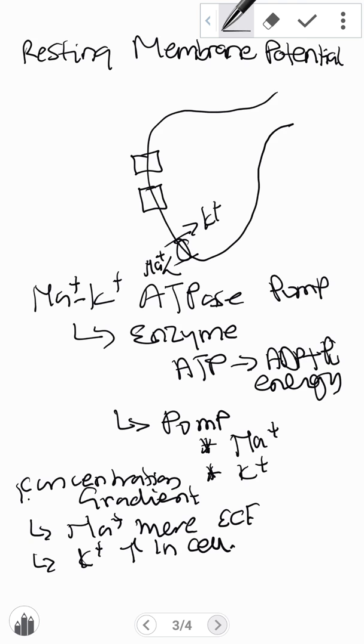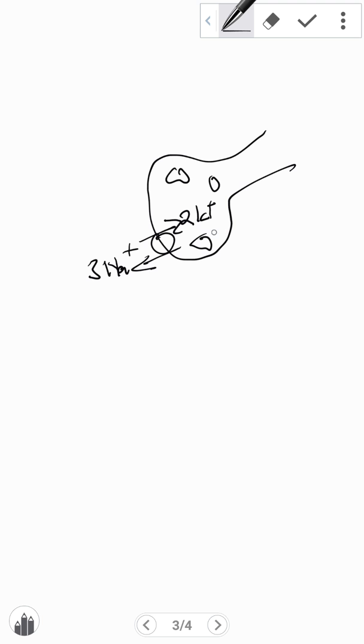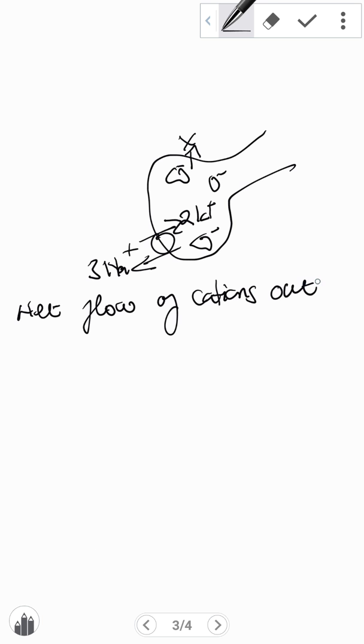Now, the other thing that you must note is that this pump pumps in two potassium ions and pumps out three sodium ions. And we know that inside the cell we have proteins that are negatively charged, and they have no passage across the cell membrane. And so because of this, we tend to see a net flow of cations out of the cell.